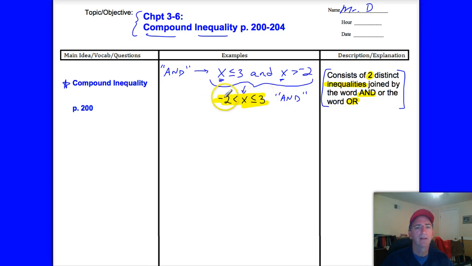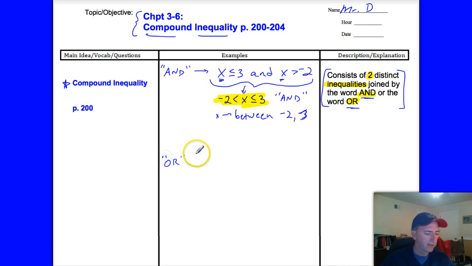Just listen to it: -2 is less than x, and x is less than or equal to 3. If I asked you to read this, you would say -2 is less than x is less than or equal to 3, which means essentially that x is between -2 and -3. Oh, I'm sorry, -2 and +3. Sorry about that, that's +3. Sloppy one there. Okay, now that's and, and the other one is an or condition.